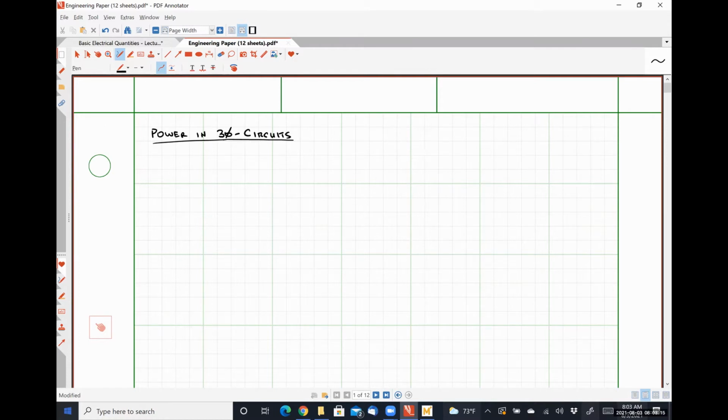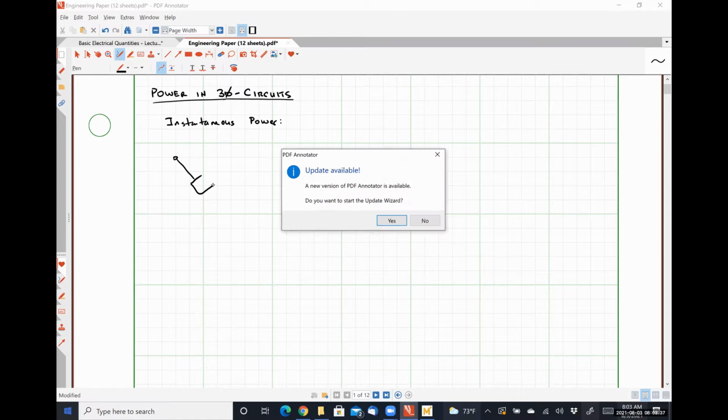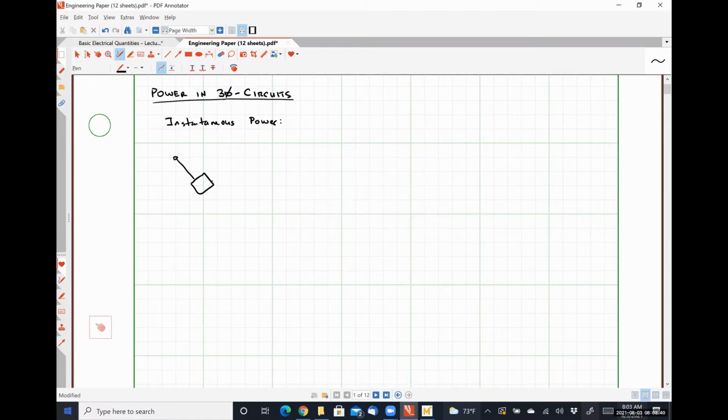All right. So the first thing that I want to talk about is instantaneous power. And instantaneous power is a time domain quantity. So if we have a Y connected load, and anything I'm about to do here is also valid for a delta connected load, terminals A, B, sorry, they should be capital letters because they're on the load side.